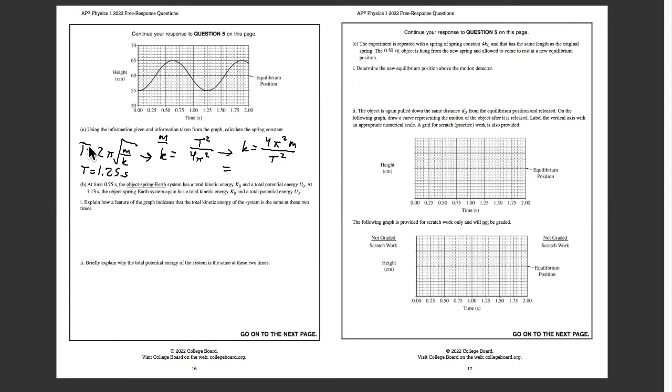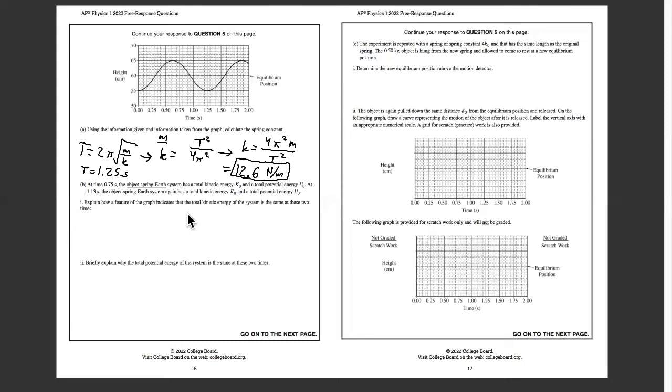How do I find that? It's just peak to peak or valley to valley in the graph. I did valley to valley because it's far easier. So let me go ahead and actually compute this out. Mass, I believe, was 0.5 kilograms. 4 pi squared mass over period squared, 1.25 seconds for the period, remember. That gives me a value of 12.6 newtons per meter. And that is the value of my spring constant then.